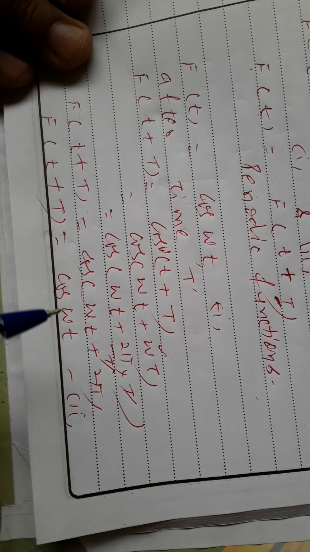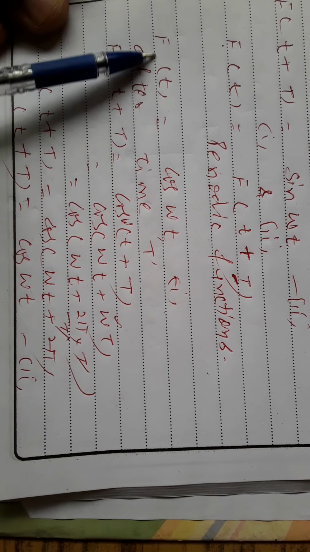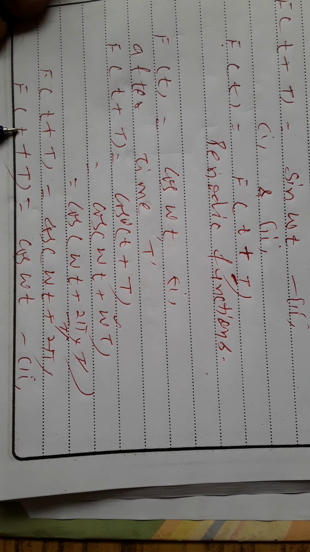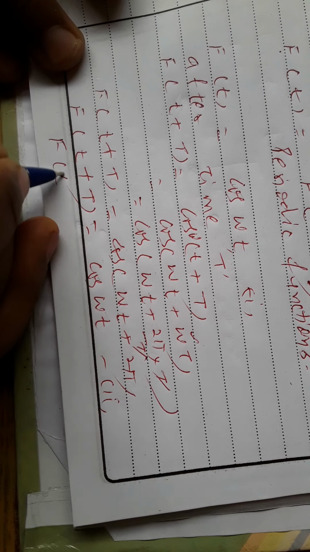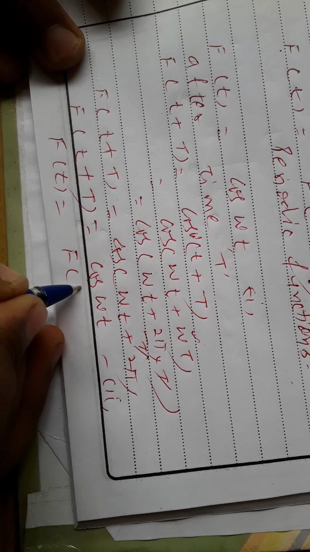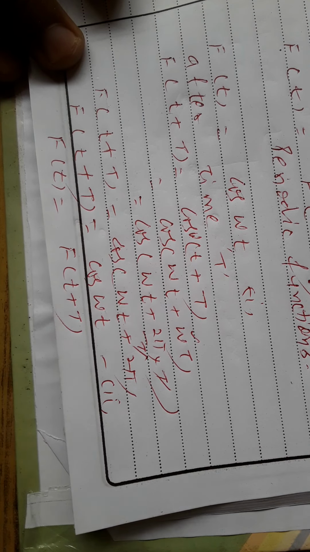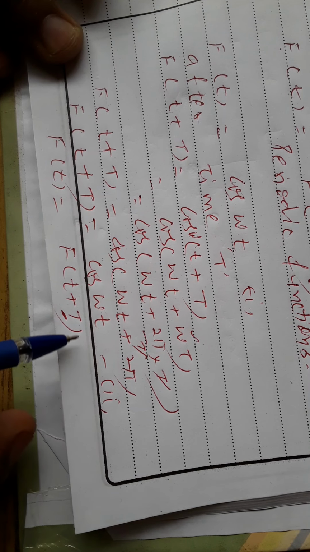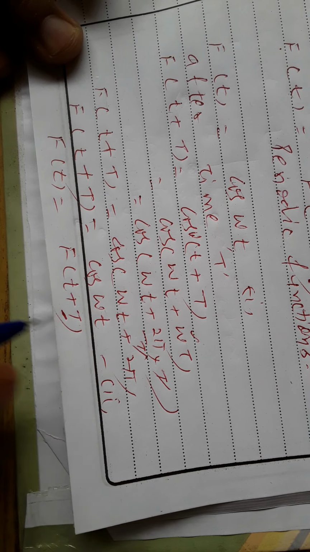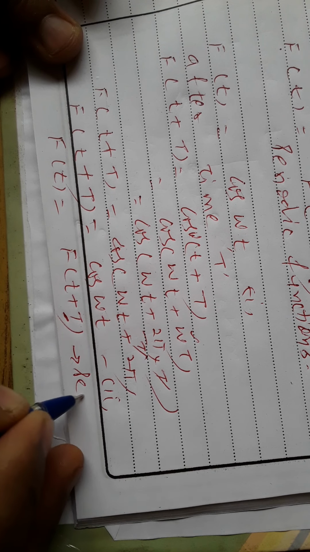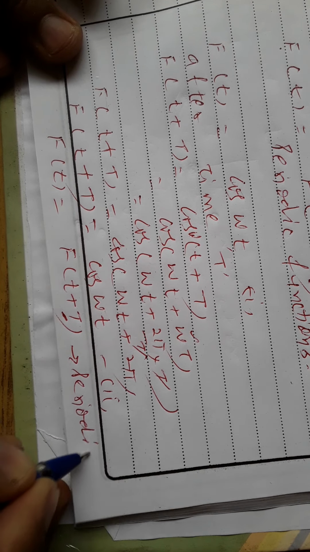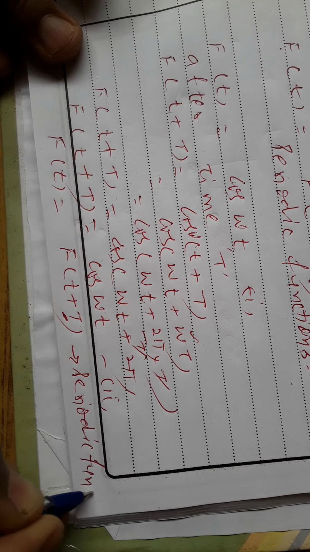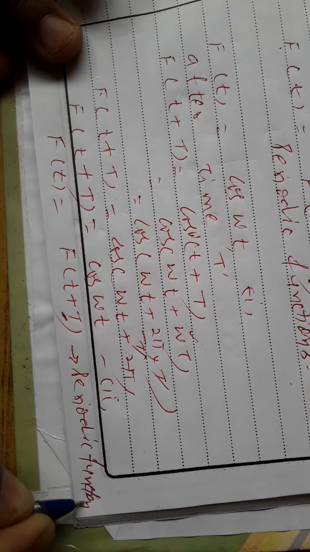So from first and second, we can write f of t is cos omega t, and f of t plus T is equal to cos omega t. From first and second, we can say f of t is equal to f of t plus T. So after time capital T, the function repeats itself. So if after time capital T the function repeats itself, this is known as a periodic function.